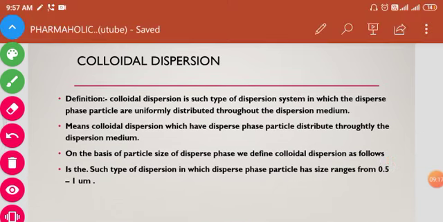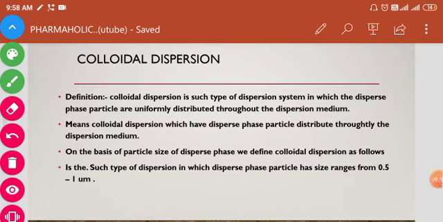The second criterion for defining colloidal dispersion is the size of the dispersed phase particle. On this basis, we define colloidal dispersion as a dispersion system in which the dispersed phase particle size ranges from 0.5 micrometer to 1 micrometer. Let's understand colloidal dispersion by taking an example. For example, dust. In dust, as we know, the dust particles are uniformly distributed in the air. So dust is a type of colloidal dispersion.